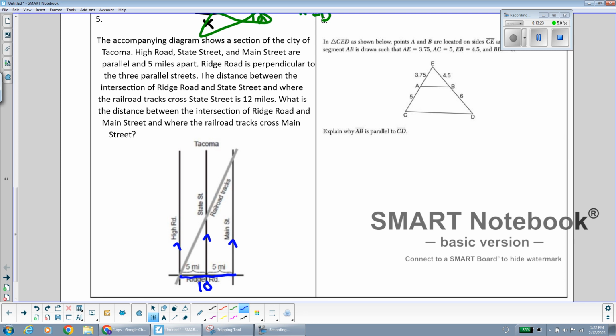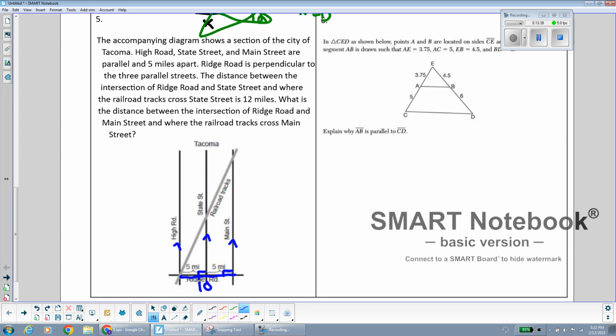Ridge Road is perpendicular to the 3 parallel streets. So where is Ridge Road? Here we go. And it's perpendicular to all the streets. So we got some right angles here. We got some right triangles. Might be important as well.